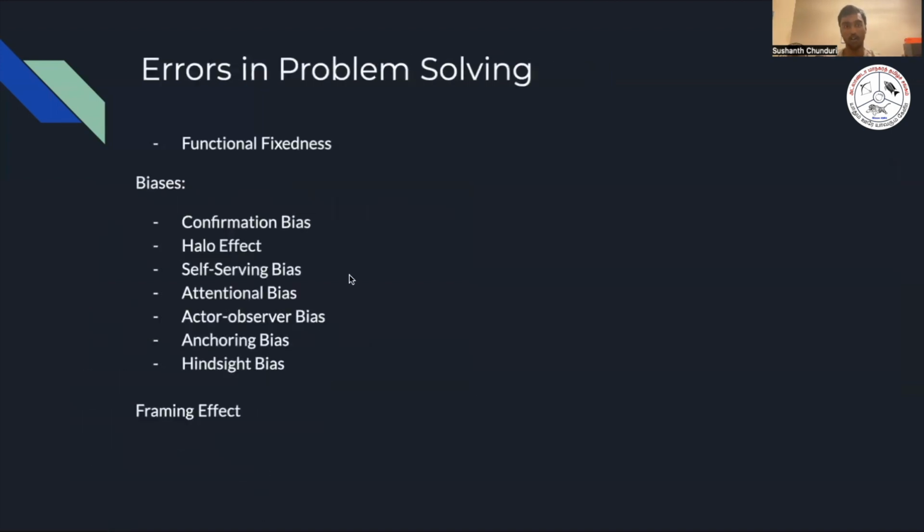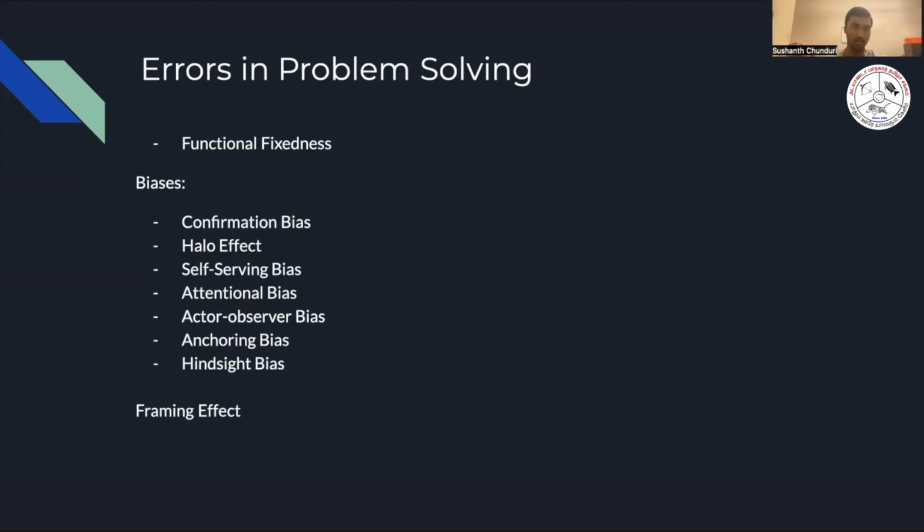There are also other errors in problem solving. One is functional fixedness, which is essentially when you only think of an item as having one use. So let's say I have a hammer and I only use that hammer to hit nails in, and I need to remove a nail. Well, there is a back part of the hammer that can remove the nail, but I say, oh, this hammer can only hit the nails in. I can't use it to remove the nails. Oh no, what am I going to do?